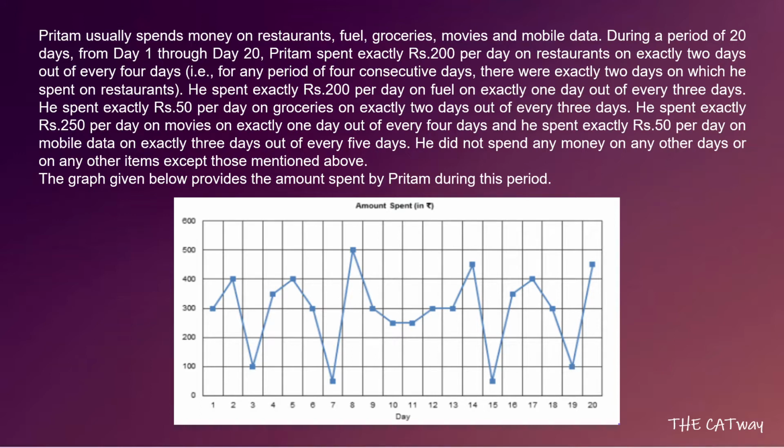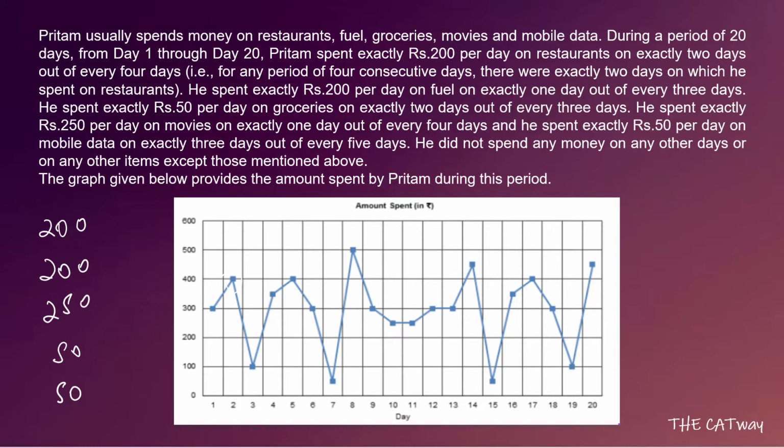So first of all, let us write what are the amounts which he has to pay: 200 two times, 250 and rupees 50. Now let's see what exactly amount has been paid on each particular day. So on day 1 it is 300, day 2 it is 400. So on day 2 you can see that it is 400.